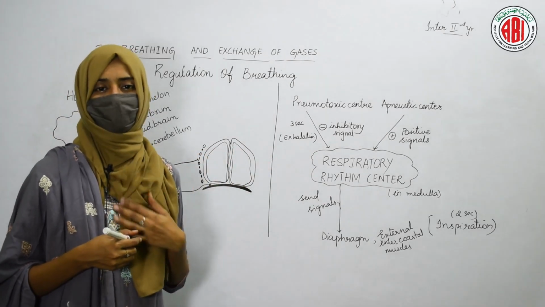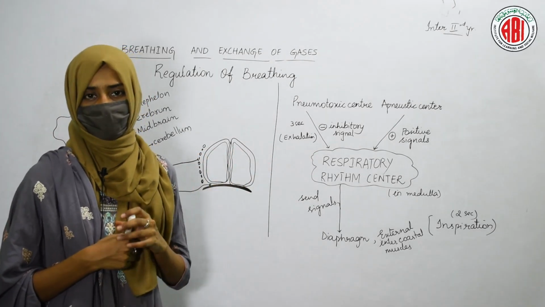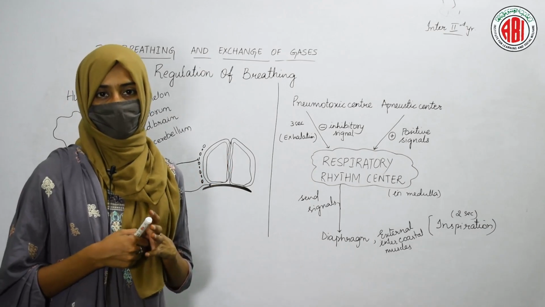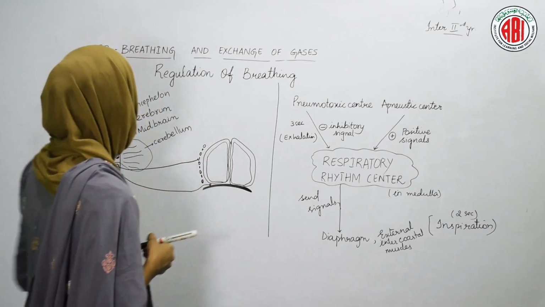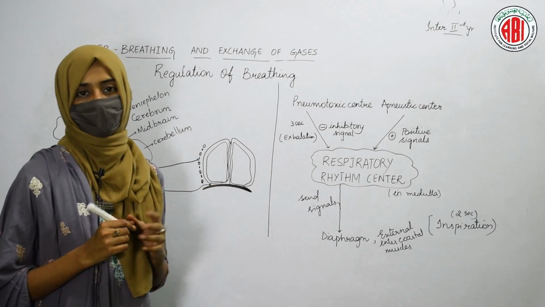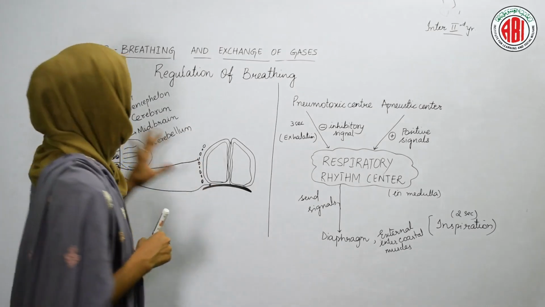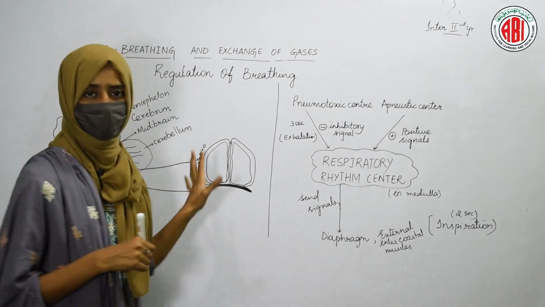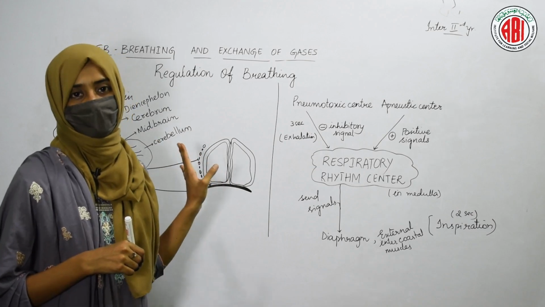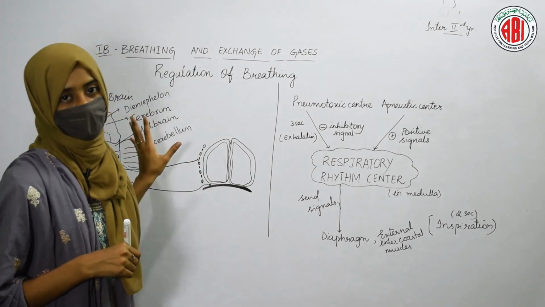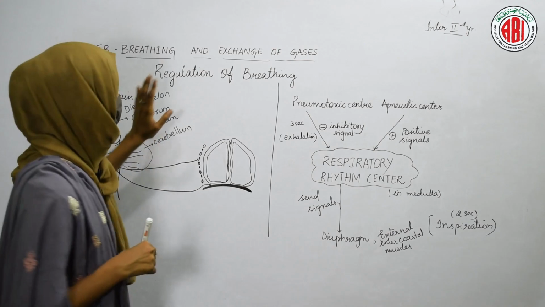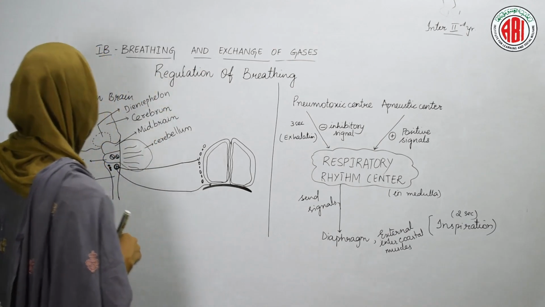So, who is responsible to make those muscles contract? How is this contraction possible? It is due to the signals that are sent by our brain. So, firstly we need to see the different parts of our brain, then we can understand the mechanism by which breathing can be regulated, right?